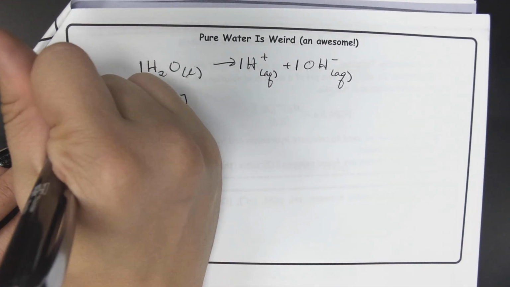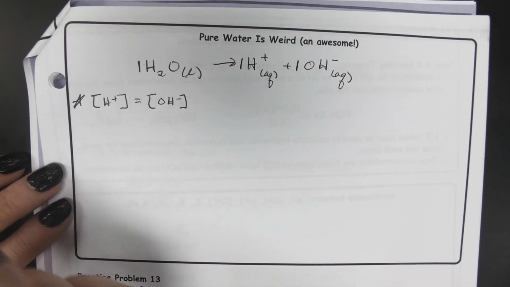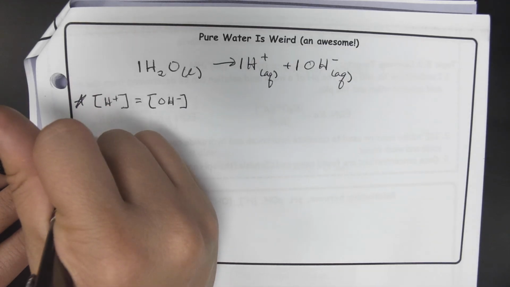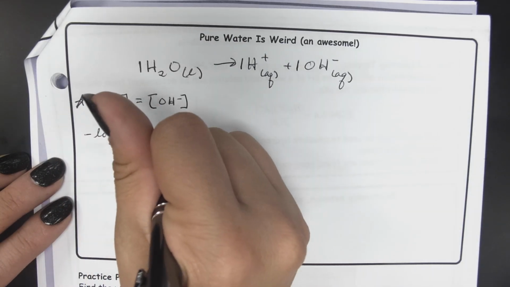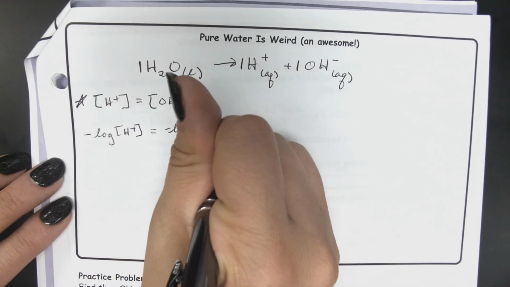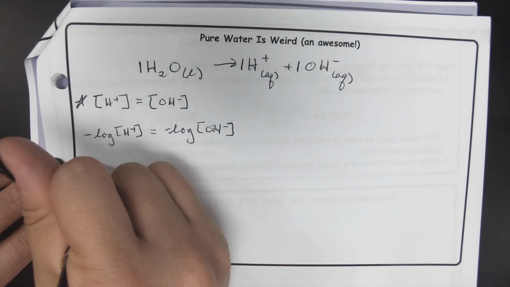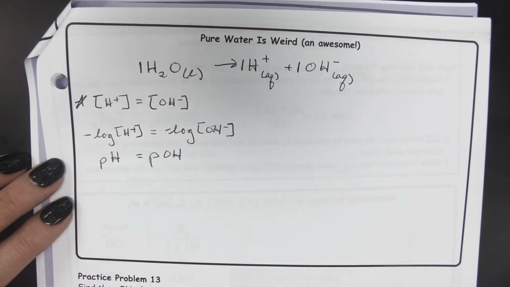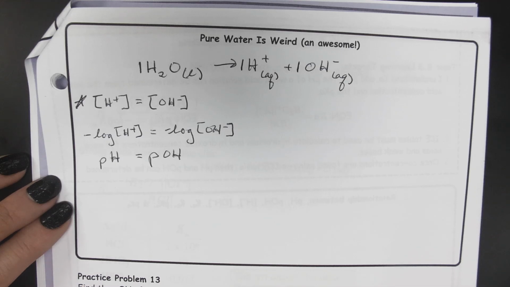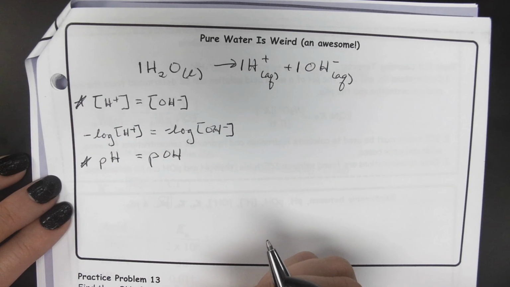Now, this is where they always try to trick students. Just a heads up. If you can remember this, it's going to help you so much. Let's think about this. What if I took the negative log of both sides, right? What if I did the negative log of the H plus, and then this would equal the negative log of the OH minus? Well, negative log, that's just P, so this would be pH equals POH, okay? Again, only in pure water, the pH will always equal the POH.